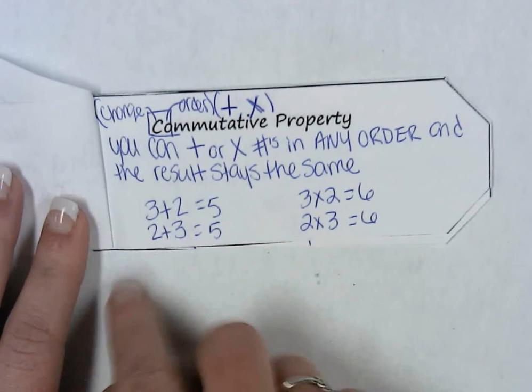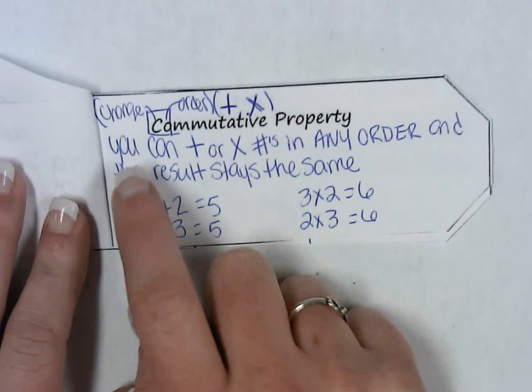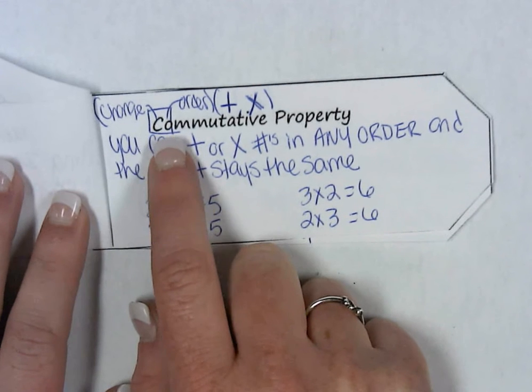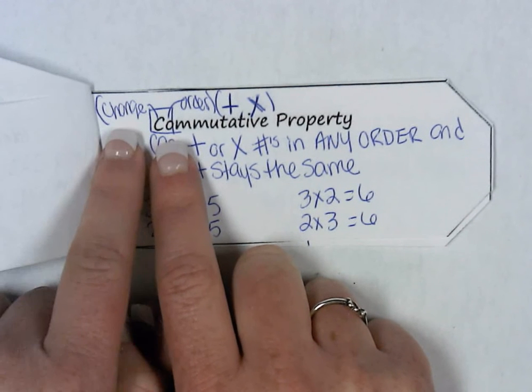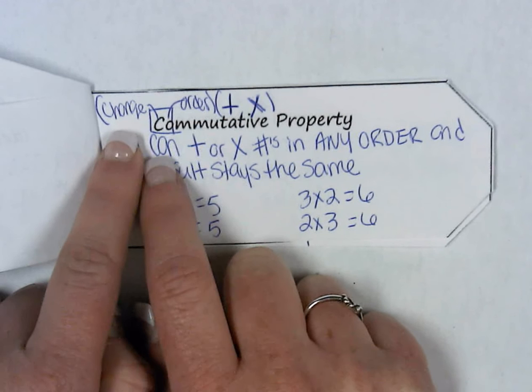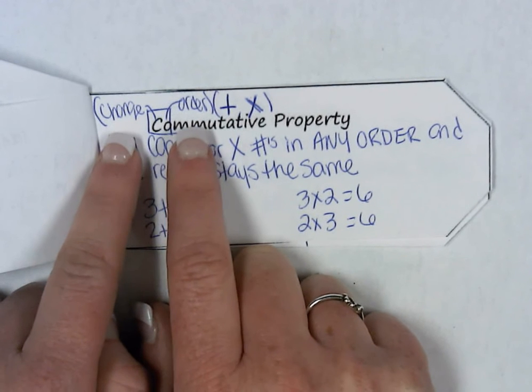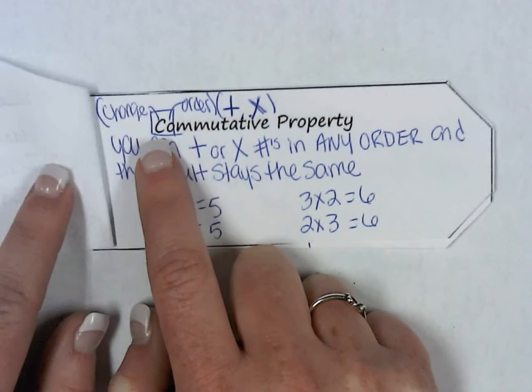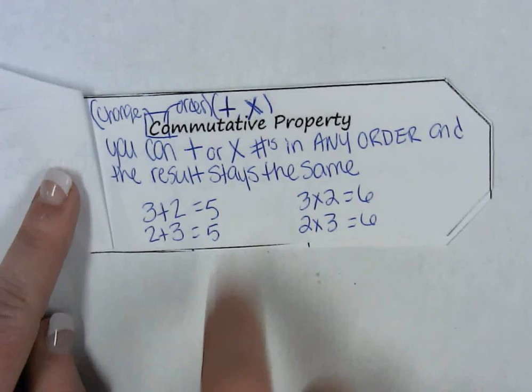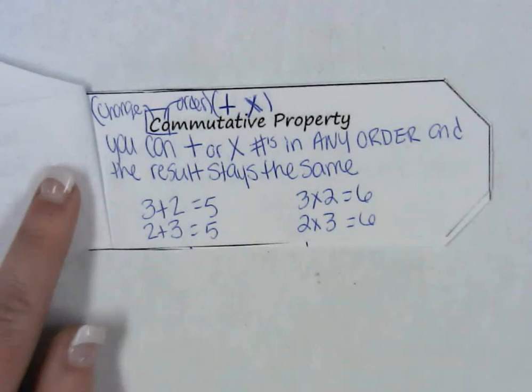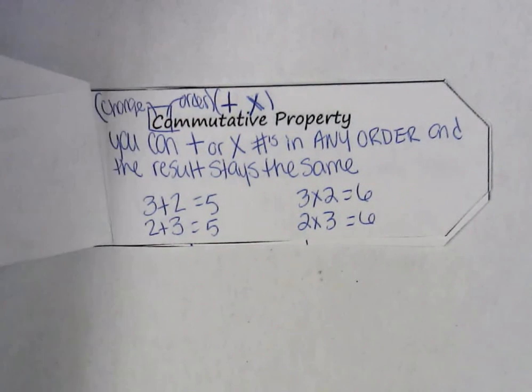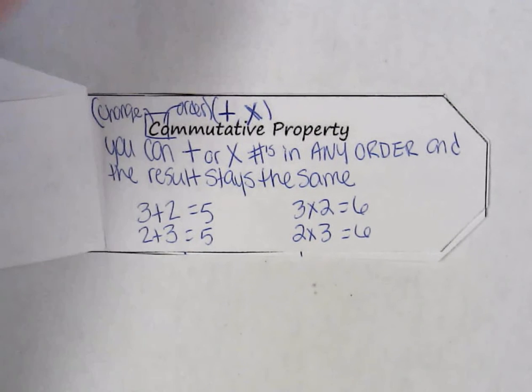Now last time we talked about commutative, we said take the CO in commutative. CO stands for change order. You are changing the order, you are switching places. So CO, change order, for commutative property. Again at the top, commutative property only works when you are adding or multiplying, so that's why I put the plus and the multiplication sign.